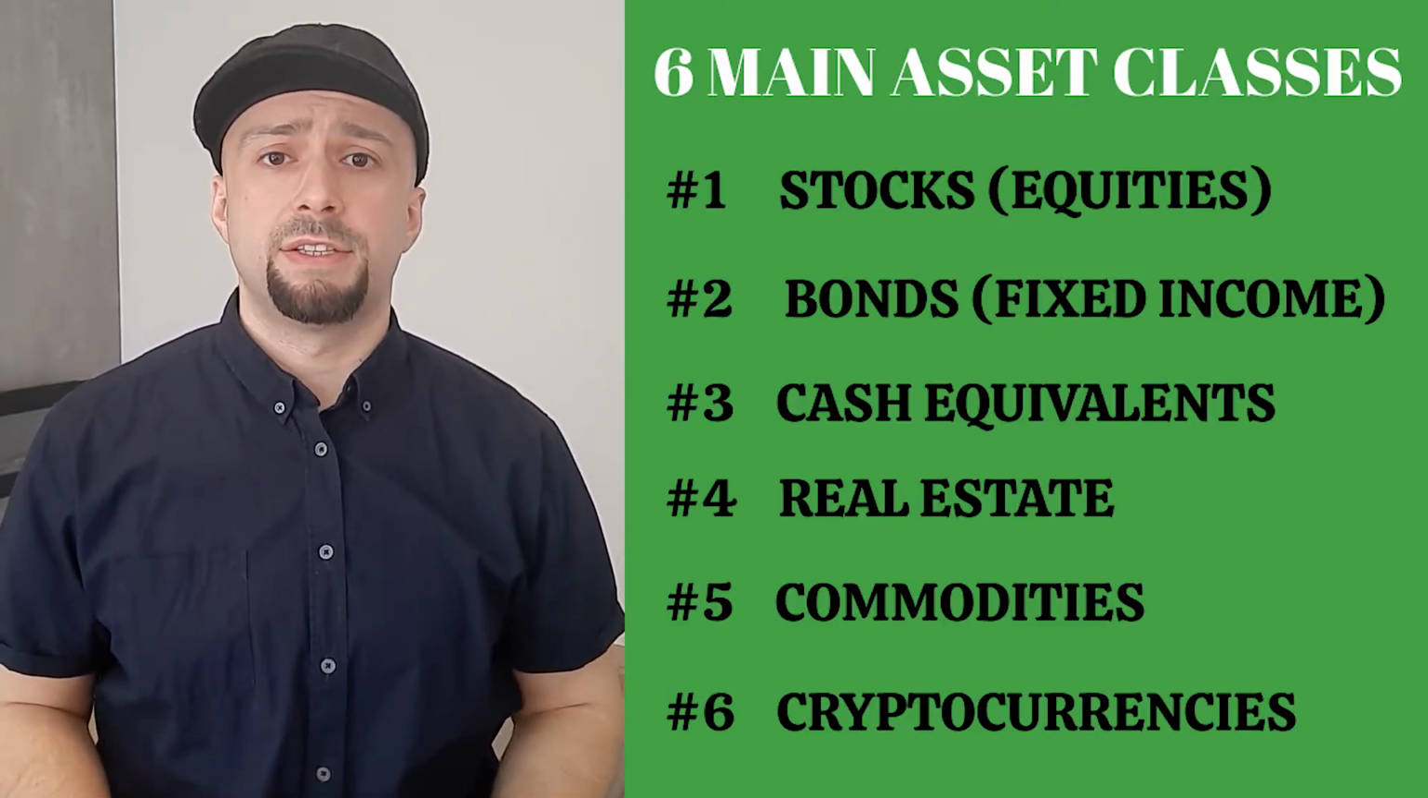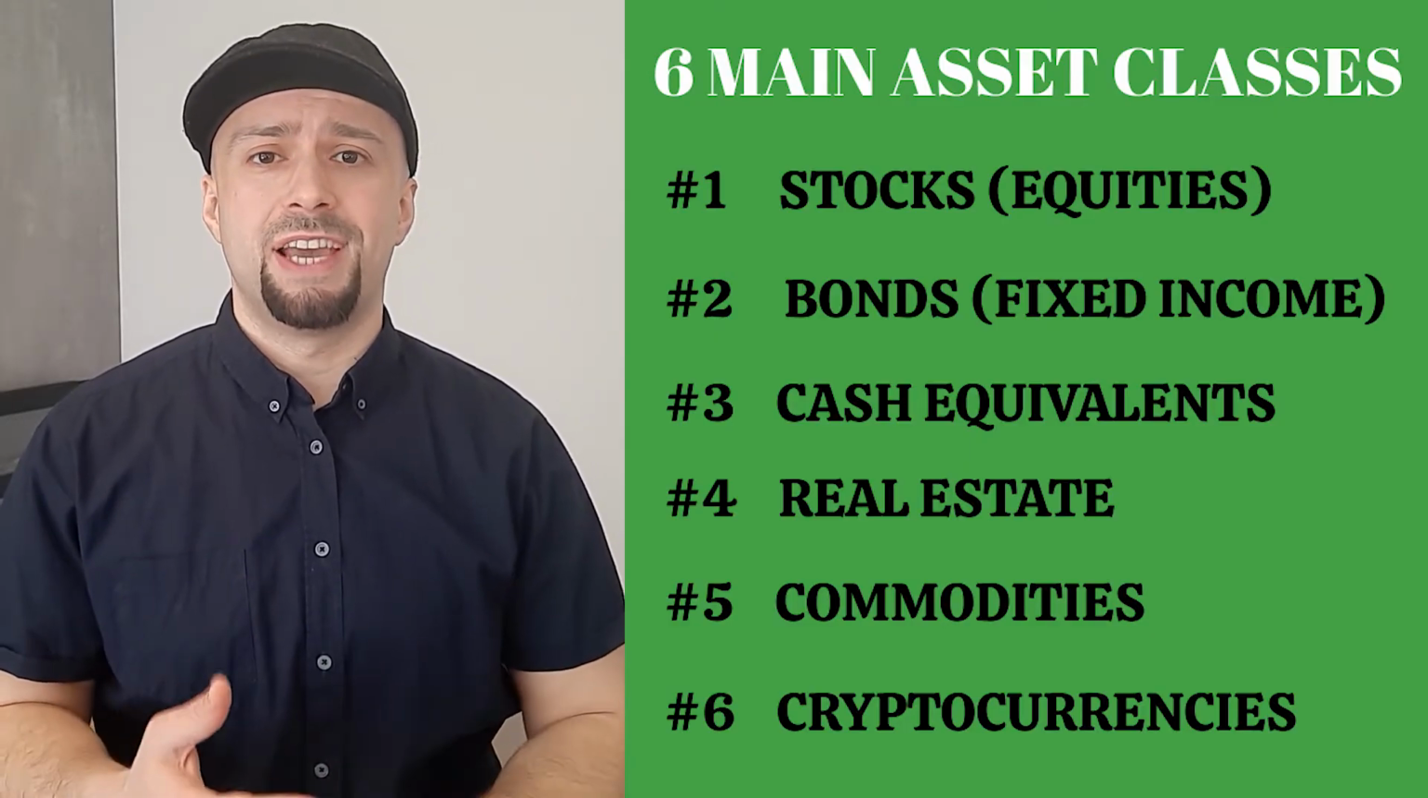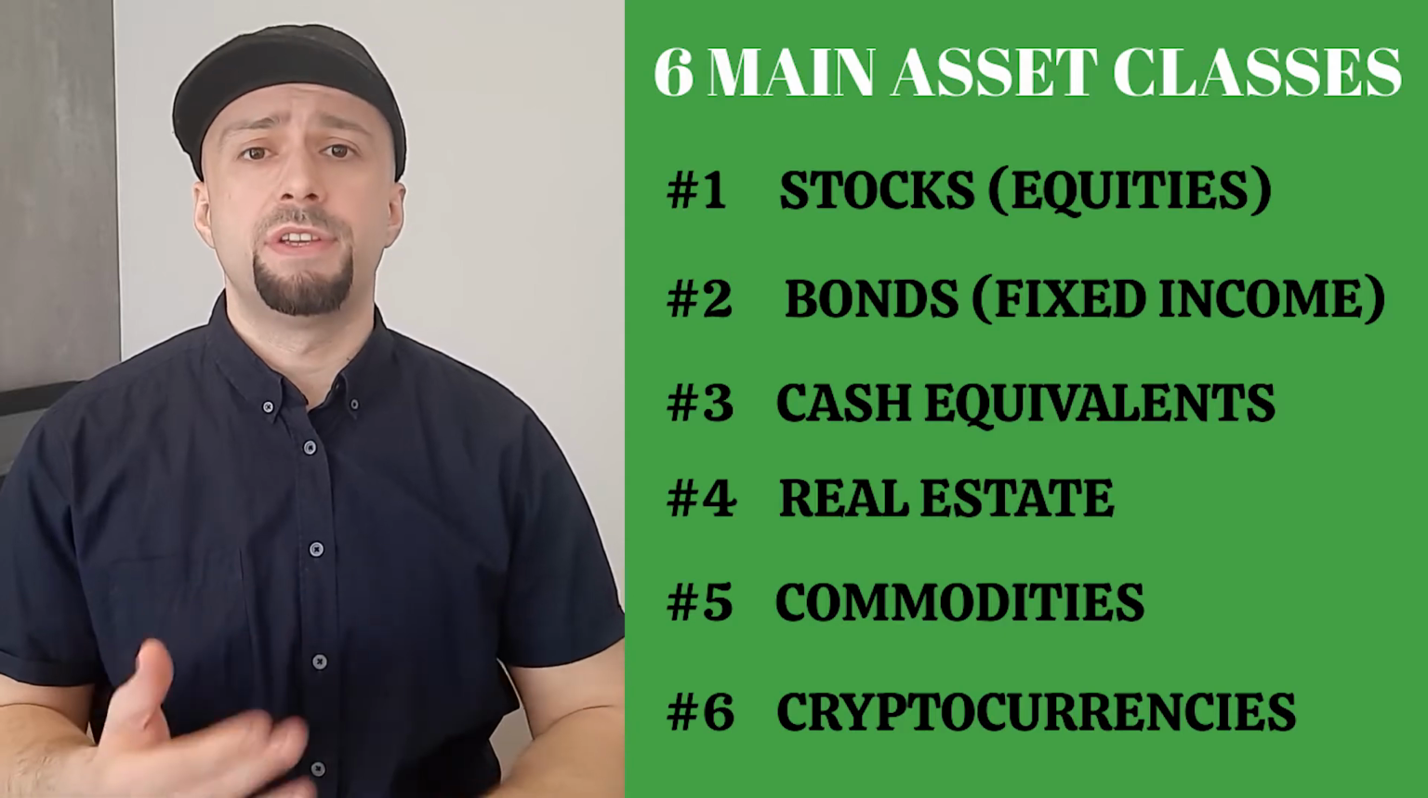As I have covered in one of my previous videos, we have 6 major asset classes that we can choose from when we build our own portfolio. I will not go into those details here, but shortly, those asset classes are stocks, bonds, cash equivalents, real estate, commodities, and cryptocurrencies. If you're interested to hear more about those asset classes, the link to that video is in the description below. Now, there are 3 types of portfolios based on their strategy, and those are growth portfolio.